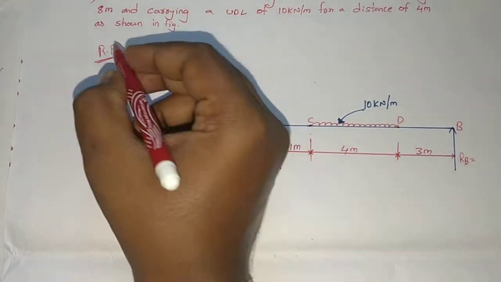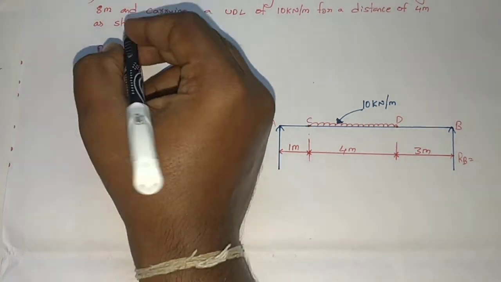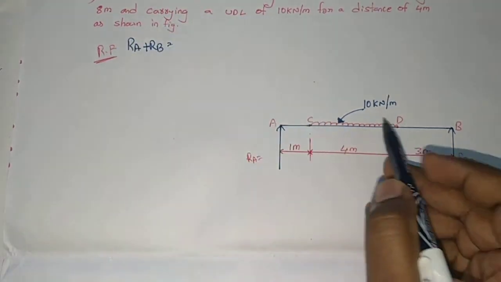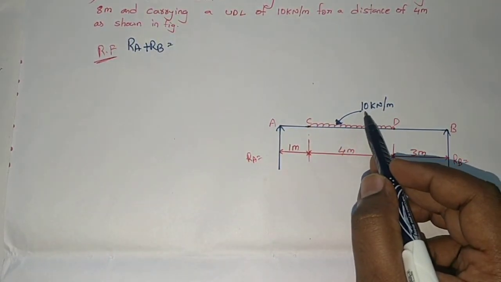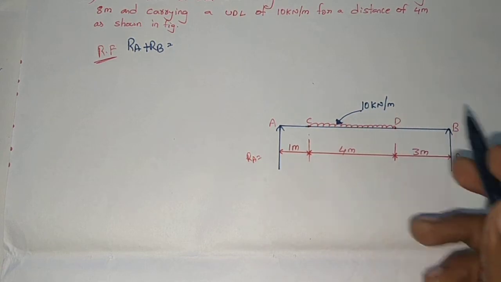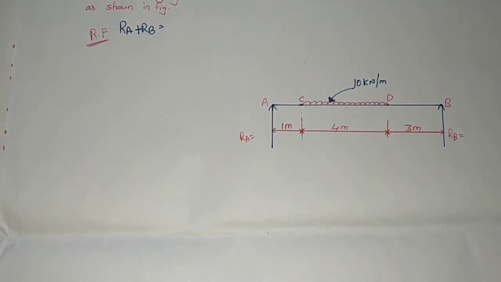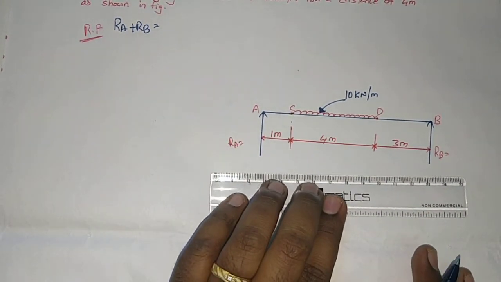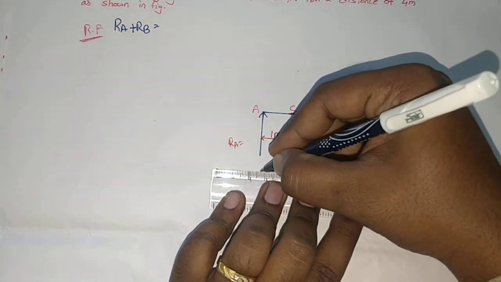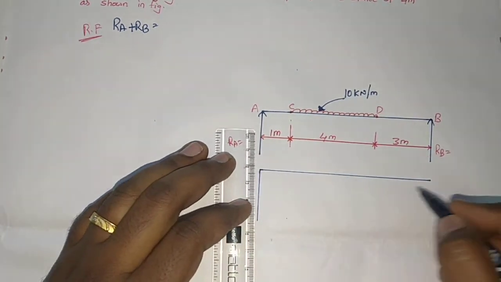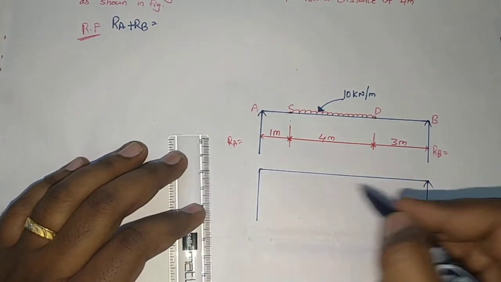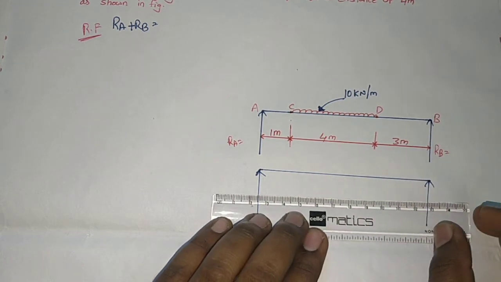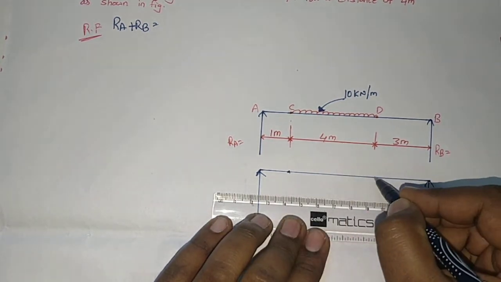Here, taking moment about A equals 0. First of all we know that RA plus RB is equal to the total load on the beam. The total load on the beam is the UDL. We need to convert this UDL into a point load. For this, first we need to draw the beam with the given length. Here the total length of the beam is 8 meters, and it is the point C and the point D.